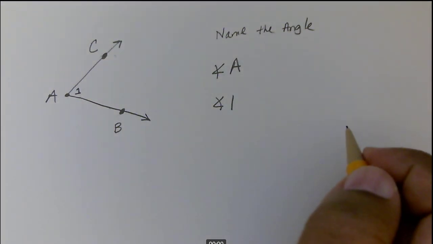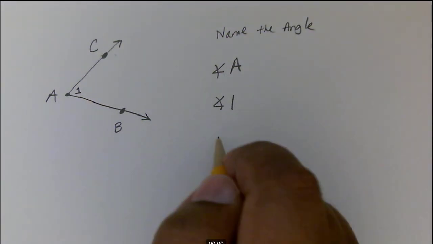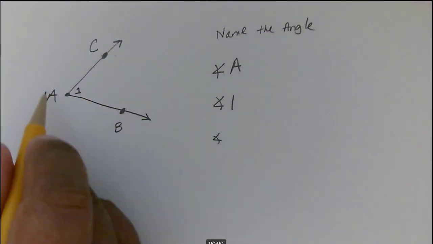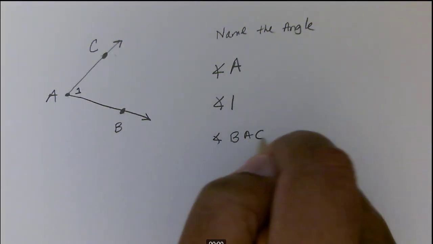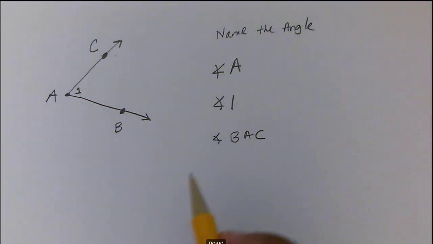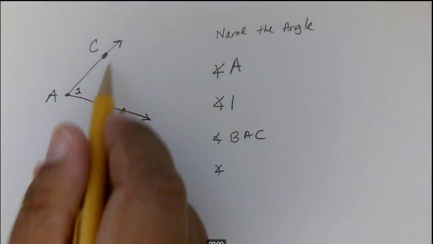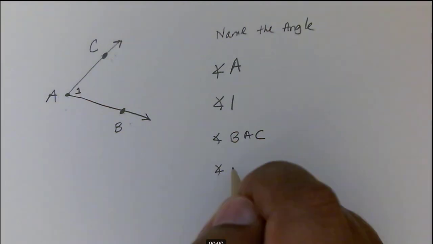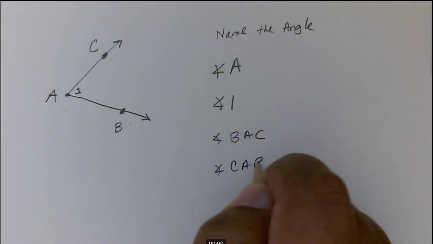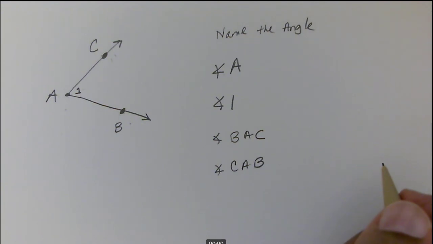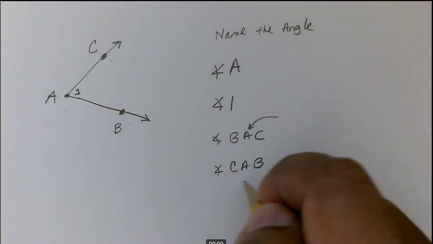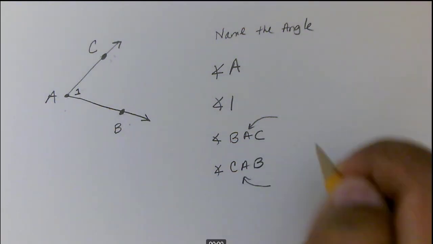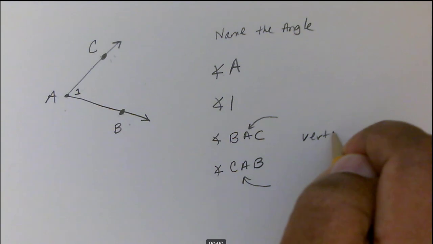And then I can call it by the 3 points that make the angle. I can call it angle BAC. I can also call it angle CAB. Call it by the points. And one of the helpful hints in this case is that the vertex is in the middle. We always want the vertex in the middle.